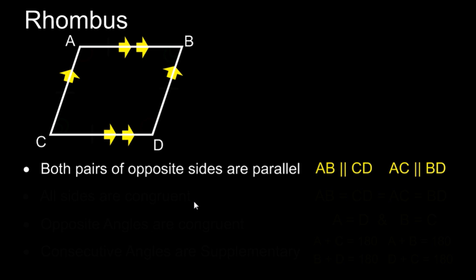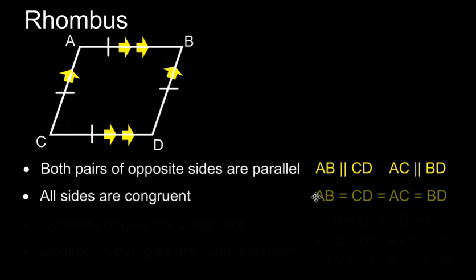The biggest difference between a rhombus and a parallelogram is that a rhombus has to have all four sides be congruent. So think of it as a square that's been slanted slightly. Whereas a parallelogram did not have to be the case. Parallelograms could have opposite sides, well, their opposite sides were congruent, but all four did not have to be the same. In this case, they do. So that means AB equals CD equals AC equals BD. All four sides are the same.